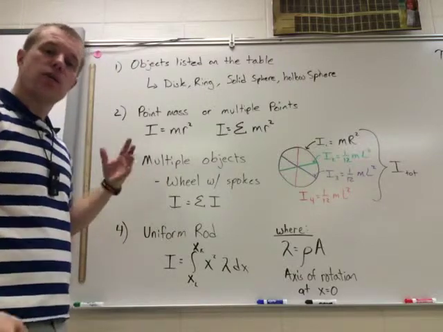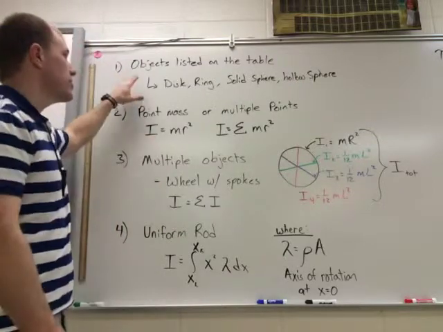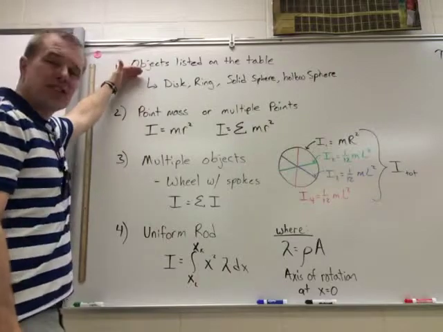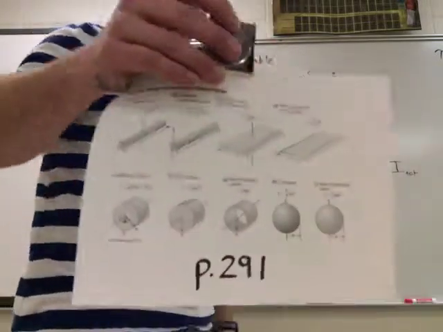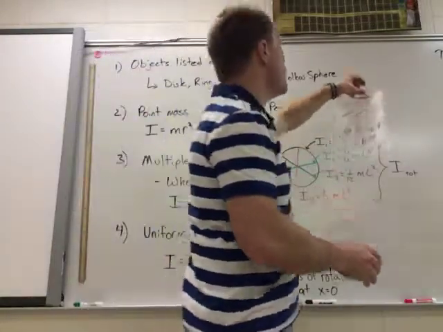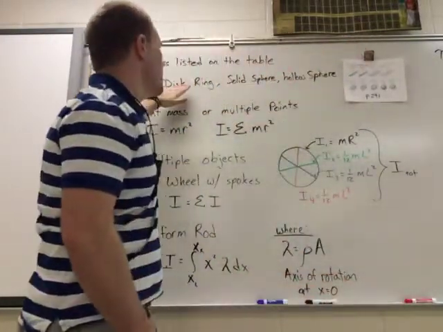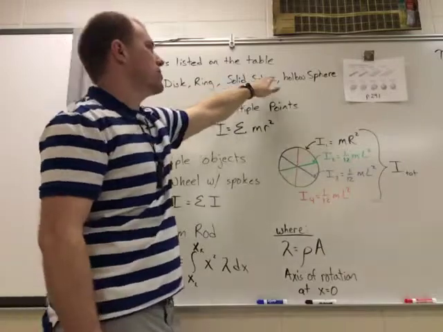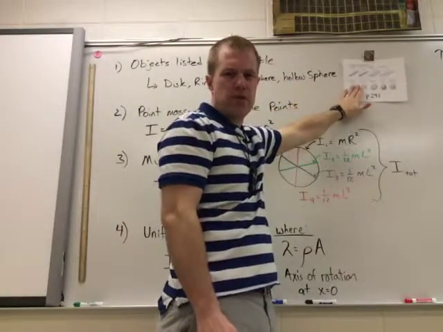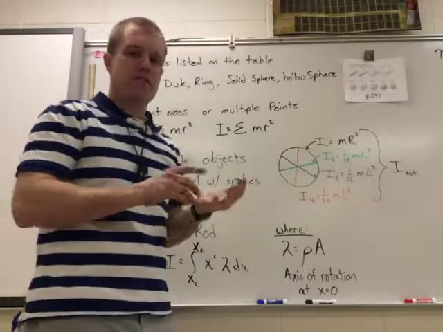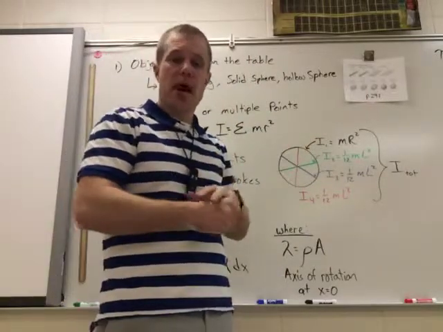Now we're going to look at getting an equation or a value for the moment of inertia. So the objects might just be listed on a table we have in our book on page 291. These objects might include a disk, a ring, a solid sphere, or a hollow sphere, and I can just look up the equation for the moment of inertia and plug in, say, the mass or the radius of my object or the length.